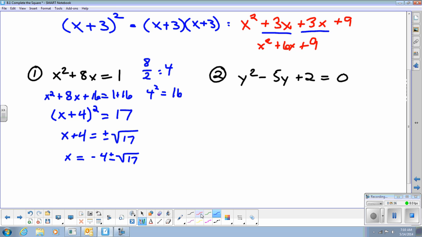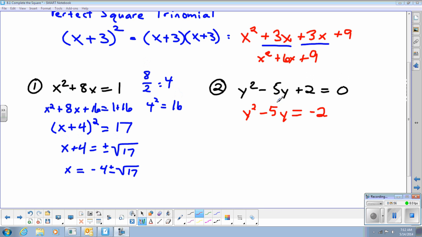So what do I have now? I write y squared minus 5y equals negative 2. So now I have moved it over. I move that over to the other side to help me create a perfect square trinomial on the left side.